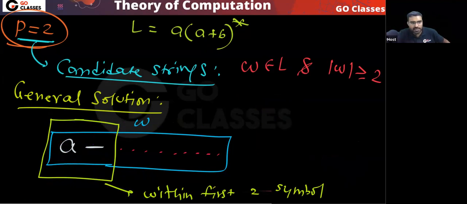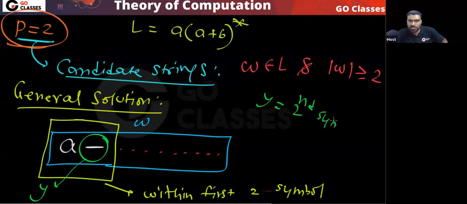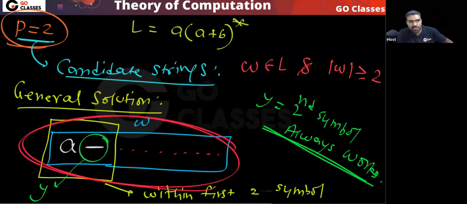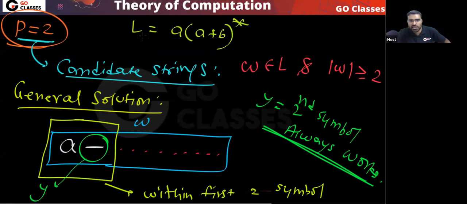So in simple words, I can say that whatever string you take, y equal to the second symbol always works. Yes or no? Because if I remove this second symbol, will the resulting string start with a? Yes, it is starting with a. If I repeat the second symbol 10 times, will the resulting string start with a? Yes. So y equal to the second symbol always works.